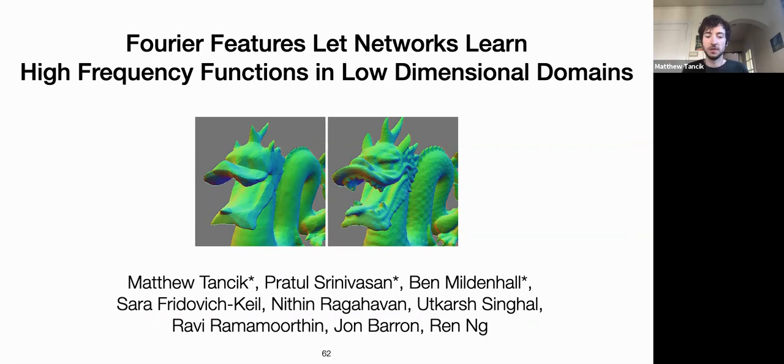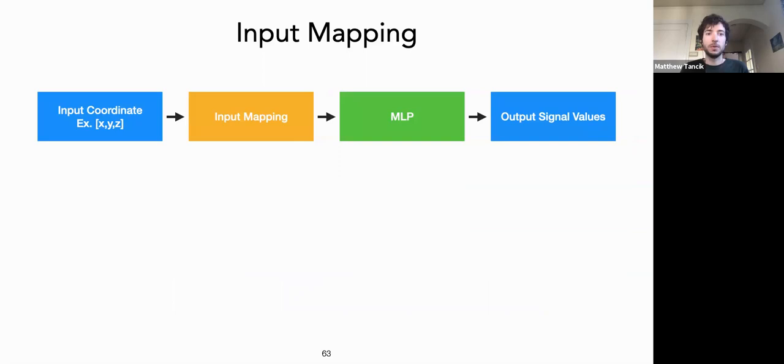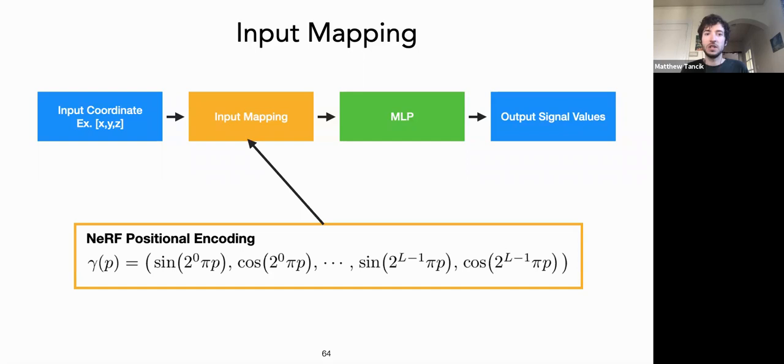So just to set the problem up, just like before, we have an input coordinate that we pass through an MLP to output values. And now we're inserting this input mapping between the input coordinates and the MLP. Now in the NeRF case, it was just a set of exponentially spaced sines and cosines. So to explain the effects of this positional encoding, we draw heavily on recent work that shows that deep neural networks can be approximated with kernel regression using neural tangent kernels, or NTKs.